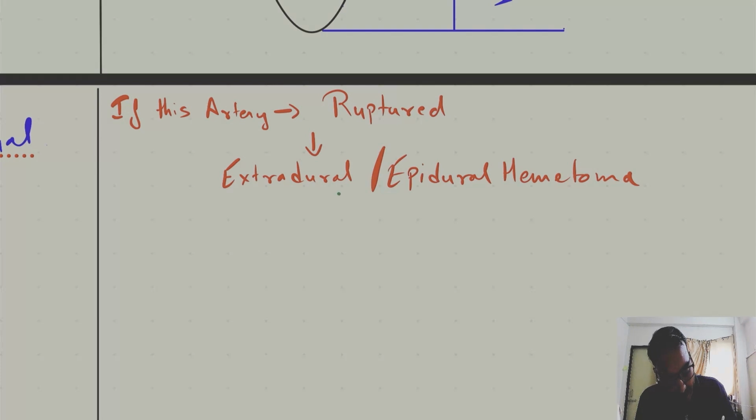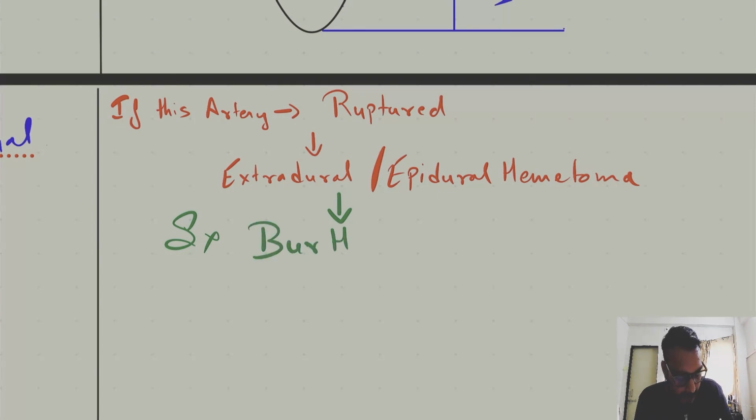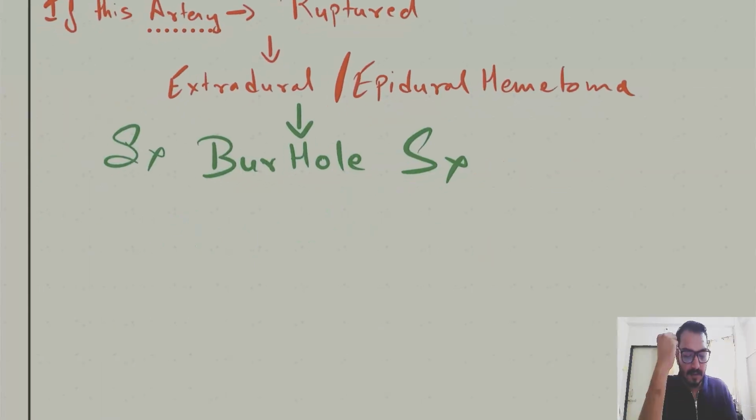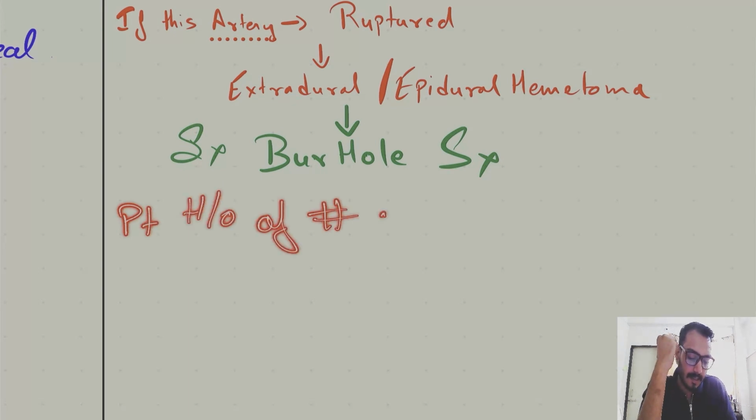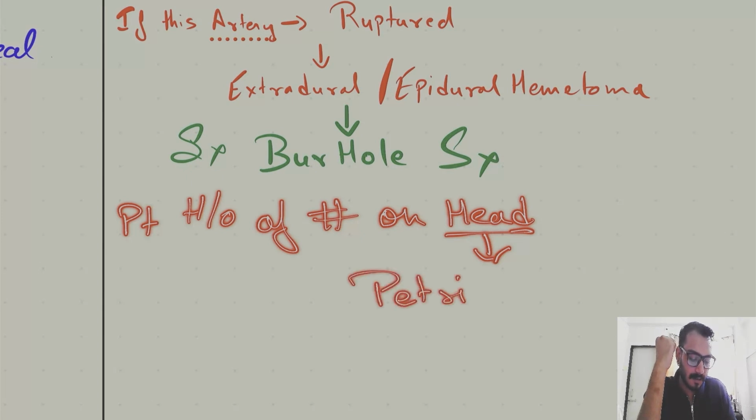If an extradural hematoma happens, what will be the treatment? The treatment will be surgery, and the name of the surgery is burr hole surgery. So what will happen? A patient will come with a history of injury on the head, especially on the pterion side.